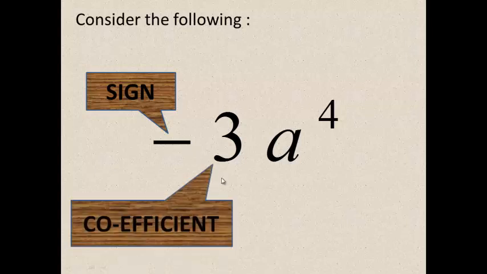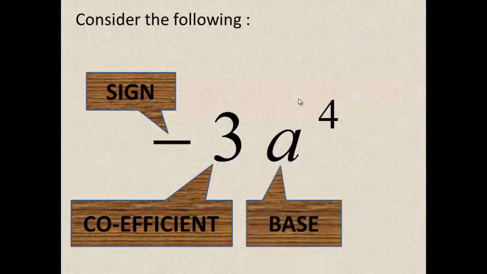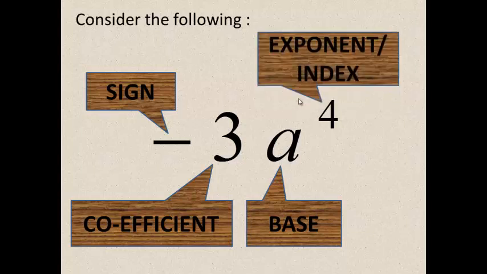If I go further, this is the coefficient. The coefficient is the number in front of the variables. If I go even further, this a over here is something called the base. That a is the base. The 4 on the top is what we are going to be discussing. This is called the exponent, but you will normally hear me referring to it as the index.